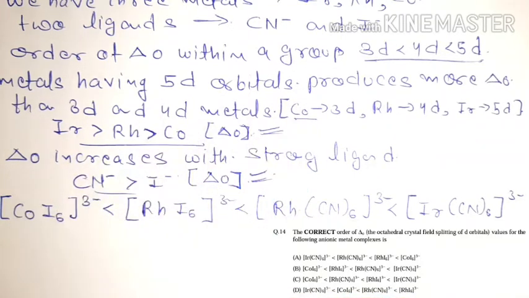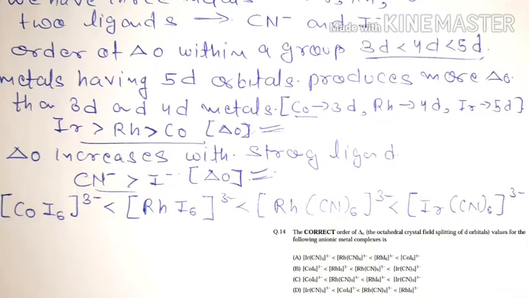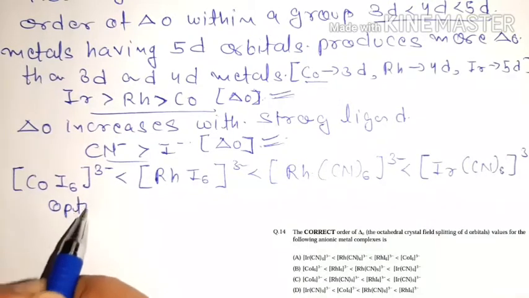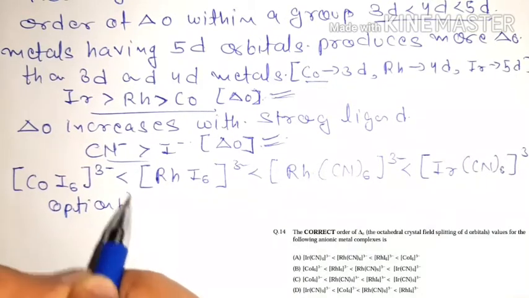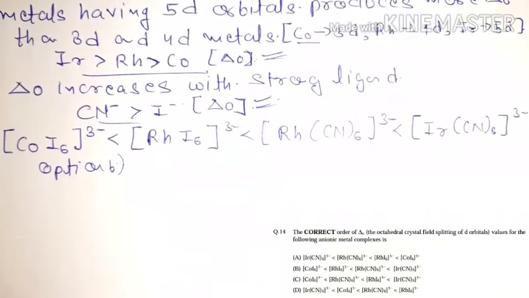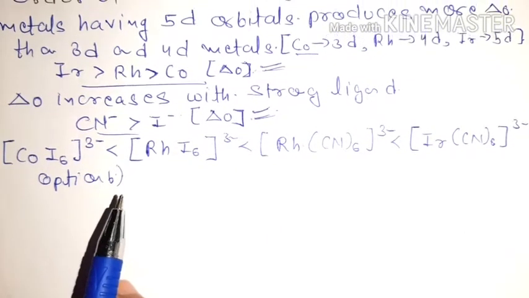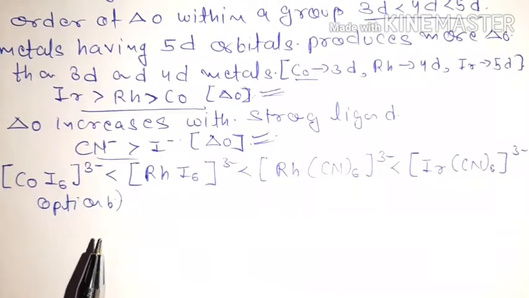Okay, so according to this relation, this is your order, and you can relate this order with option number B. See in the corner, you can see that option number B matches this order. Understand, friends? So your option number B is the correct answer. Now we move towards the next question.